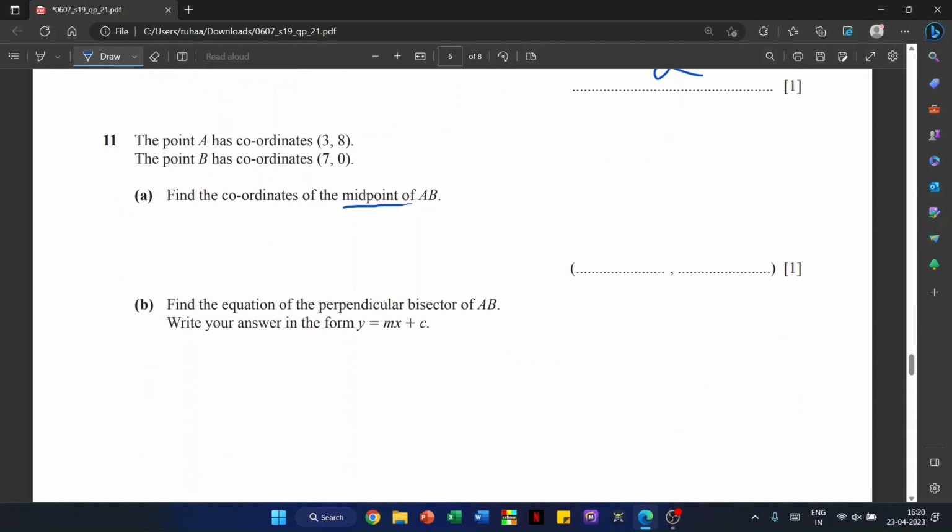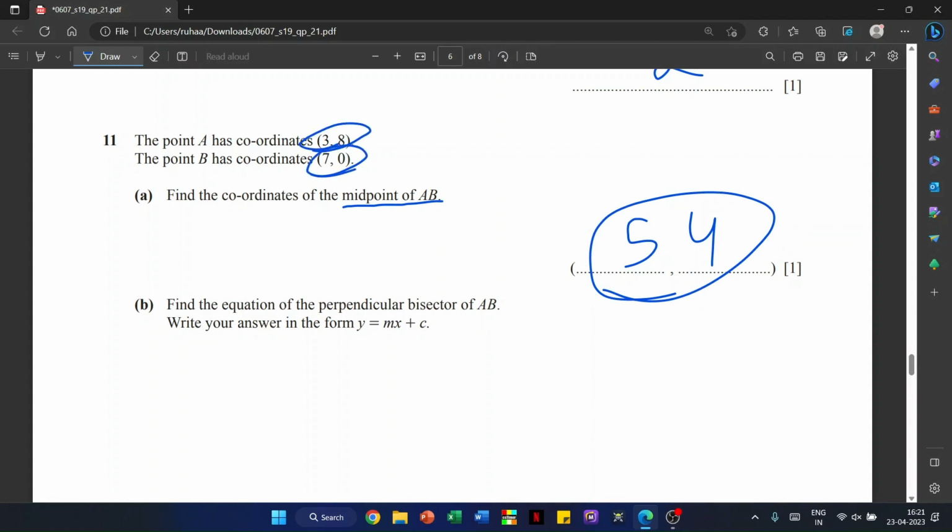When it comes to midpoint, it is nothing but the average of the x values and the y values. So that's going to be 3 plus 7 for the x values. 3 plus 7 is 10. 10 divided by 2 is 5. And 8 plus 0 is 8, divided by 2 is 4. Now, if you wanted to check if you were correct, you can simply use the distance formula, which is just the Pythagorean theorem formula, with coordinate A and coordinate B, and check if the distance you got is the same, which it should be.